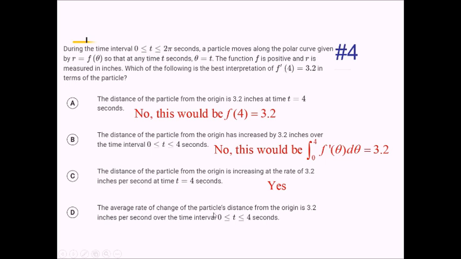Average rate of change over this interval would have been f of 4 minus f of 0 over 4 minus 0, equaling 3.2. So that's not quite it. So then choice C is our answer.